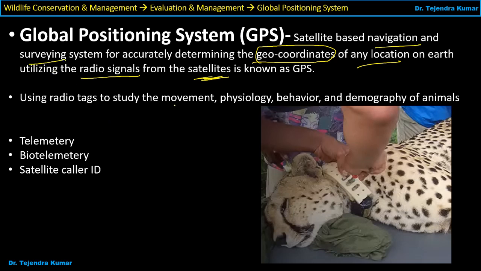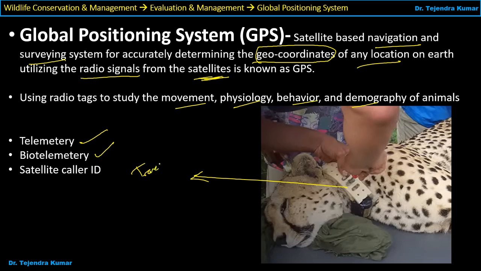So, using radio telemetry to study the movement, physiology, behavior, and demography of animals. Telemetry, as I told you, is the word used for detecting the movement of animals, sometimes migratory animals or newly introduced species. Biotelemetry is also done with the help of these kinds of trackers, which you can see here. This is actually a tracker.